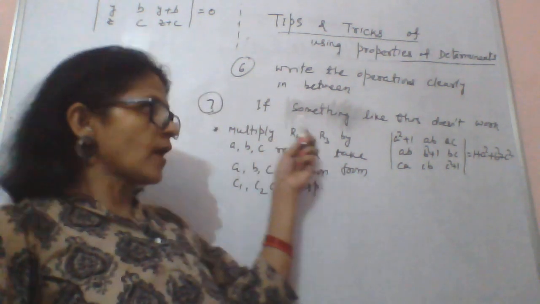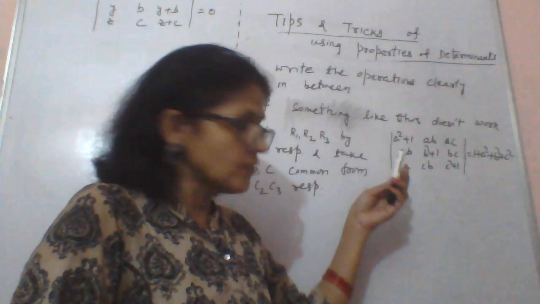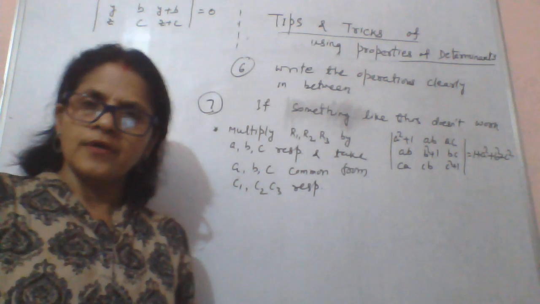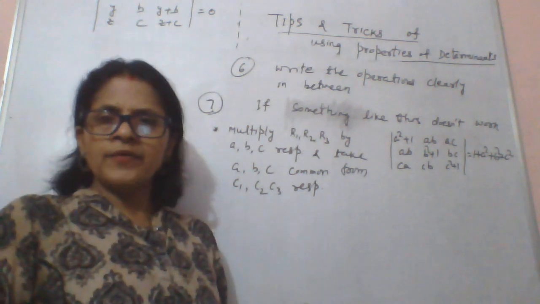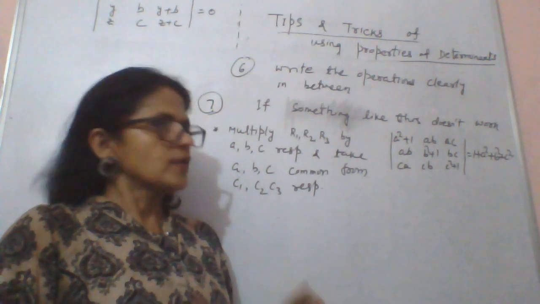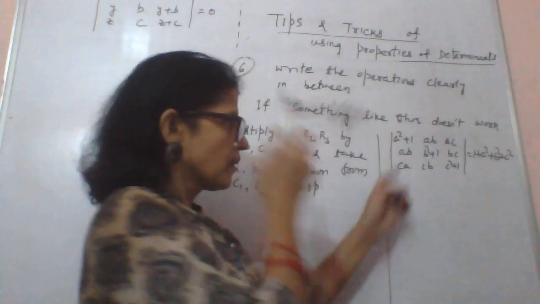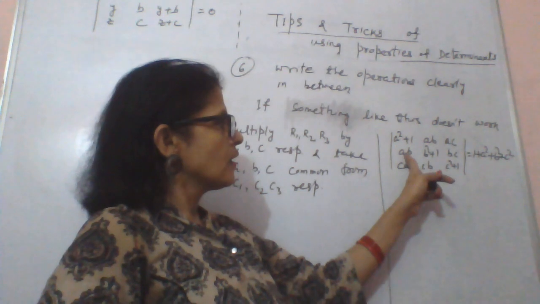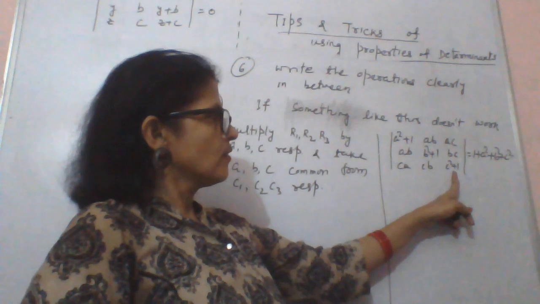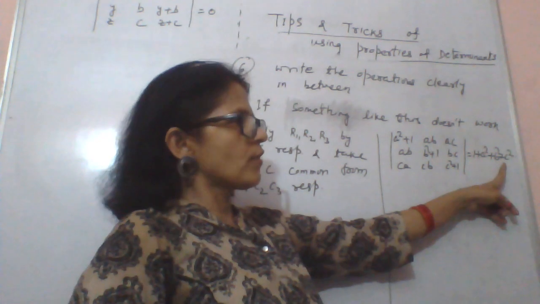So if something like this doesn't occur or doesn't work, if the question is such that we cannot get something common, or we cannot create ones, or we cannot create zeros directly, in such cases, like here for example, I have taken one question: a square plus 1, ab, ac; ab, b square plus 1, bc; ca, cb, c square plus 1. We have to prove this is equal to 1 plus a square plus b square plus c square.